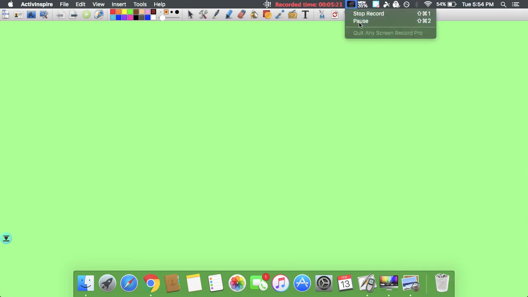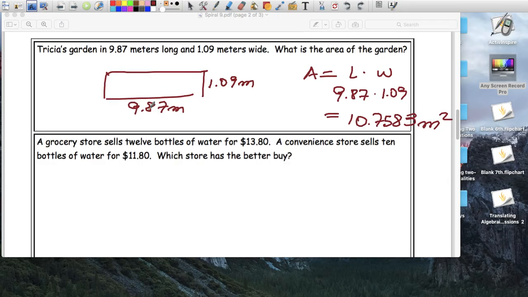Oh, yeah. So back to this. A grocery store sells 12 bottles of something for $13. Which one has the better buy? Okay, so this is definitely unit rate. So $13.80 for 12 bottles.